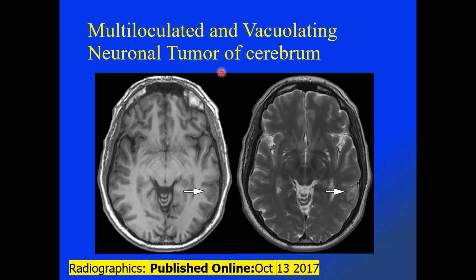Axial T1 weighted image without contrast demonstrates a subtle subcortical area of hypointensity within the left inferolateral parietal lobe. T2 weighted image demonstrates somewhat irregular, ill-defined areas of hyperintensity with multiple small T2 hyperintense cyst-like areas within the subcortical white matter.